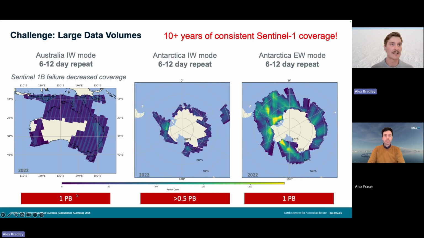And in terms of data, as I said, we're dealing with huge amounts. In Australia, we're looking at around a petabyte, and with the RW mode, which is where we're starting for Antarctica, around half a petabyte. And once we extend into the EW mode, we're dealing with an extra petabyte. So yeah, a very considerable amount of information to deal with. So we have to be smart with how we do that.